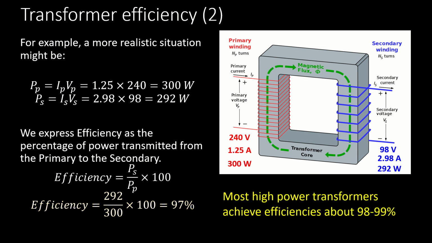And most high power transformers that are used in transmission grids for electricity are about 98 to 99% efficient. So the smaller the transformer is, the less efficient it is. But they're relatively efficient devices, but in the real world, they're not perfect. Most exam questions would assume 100% efficiency.